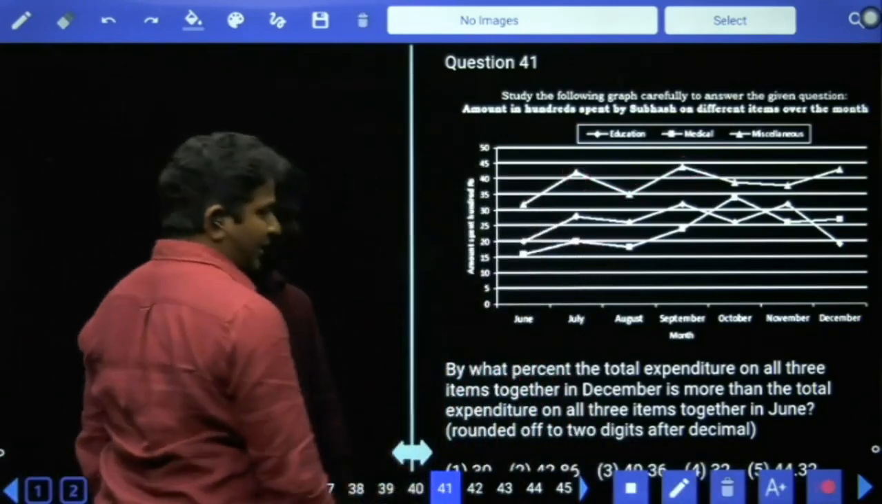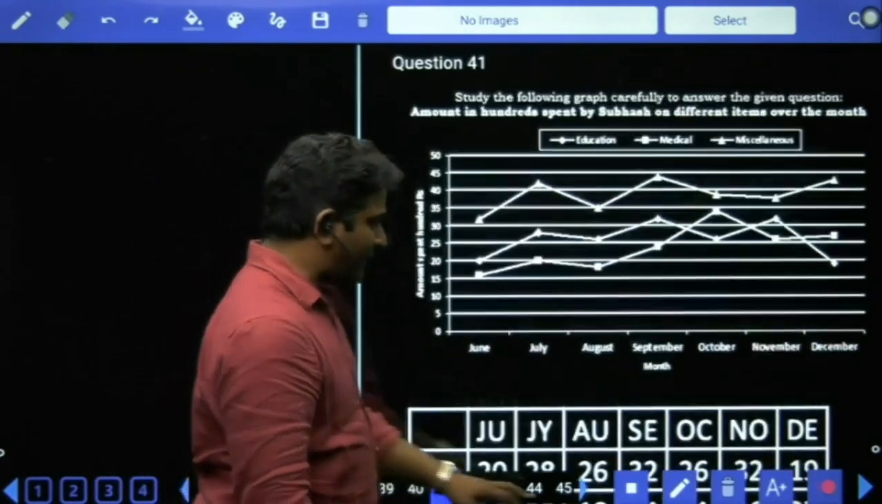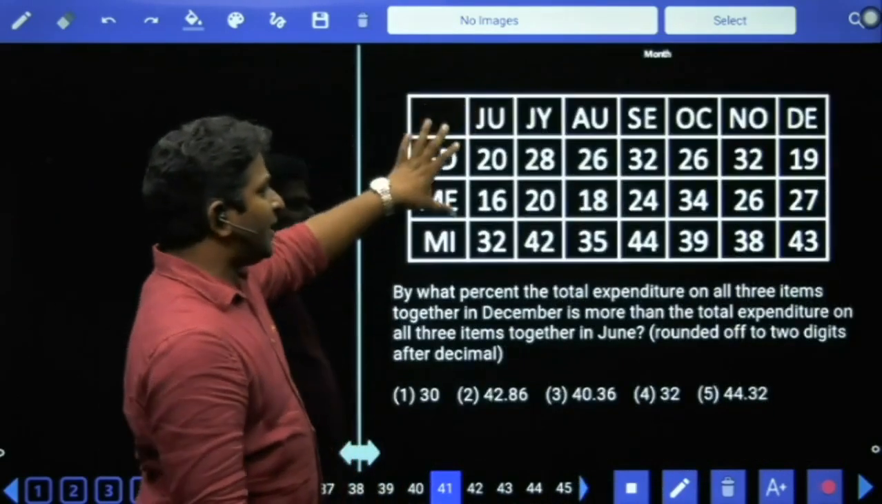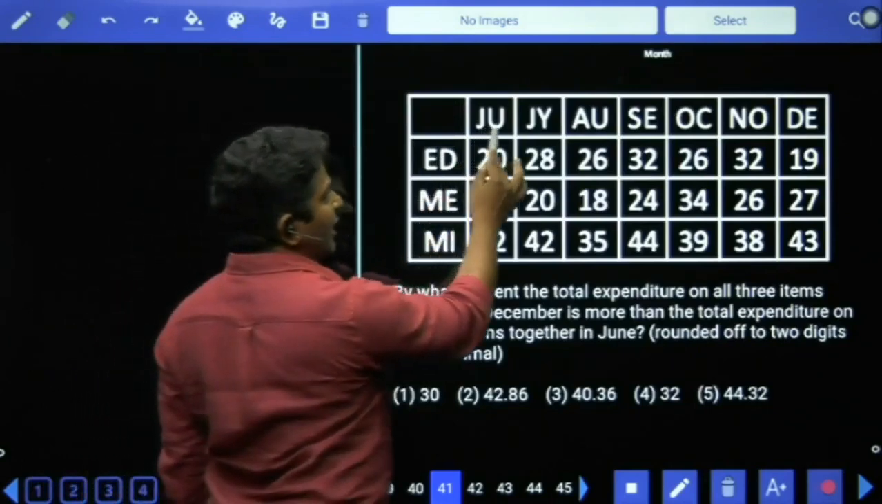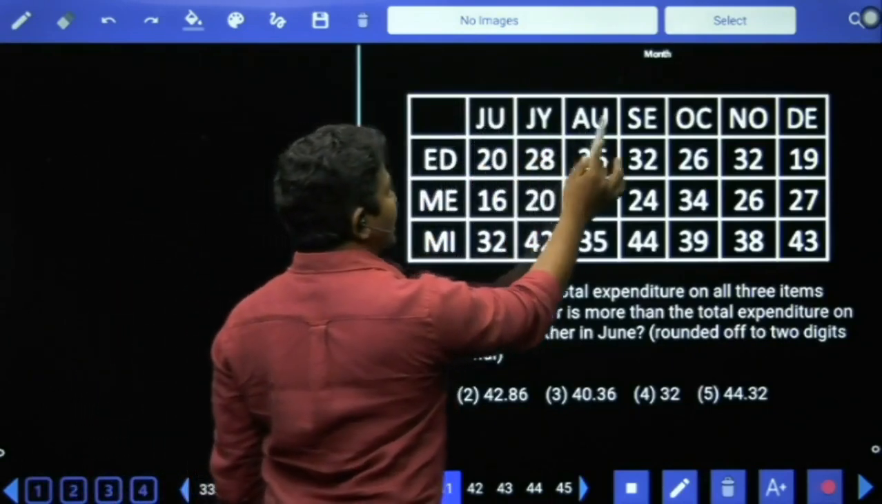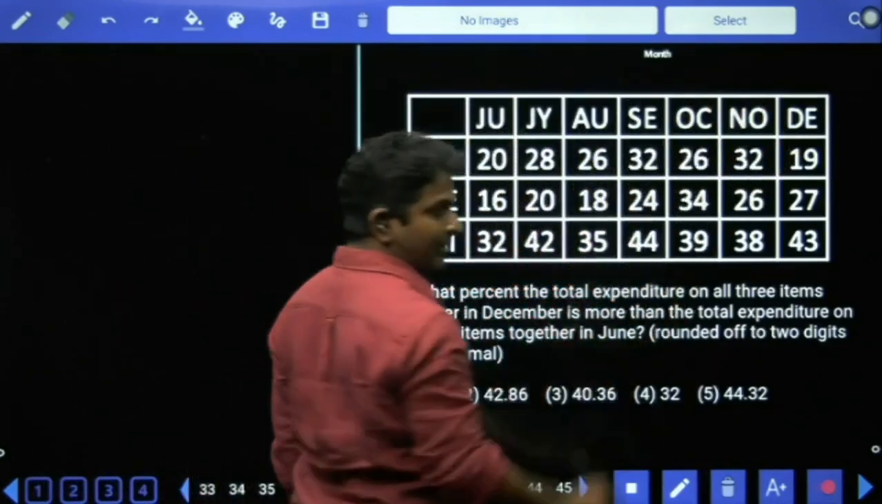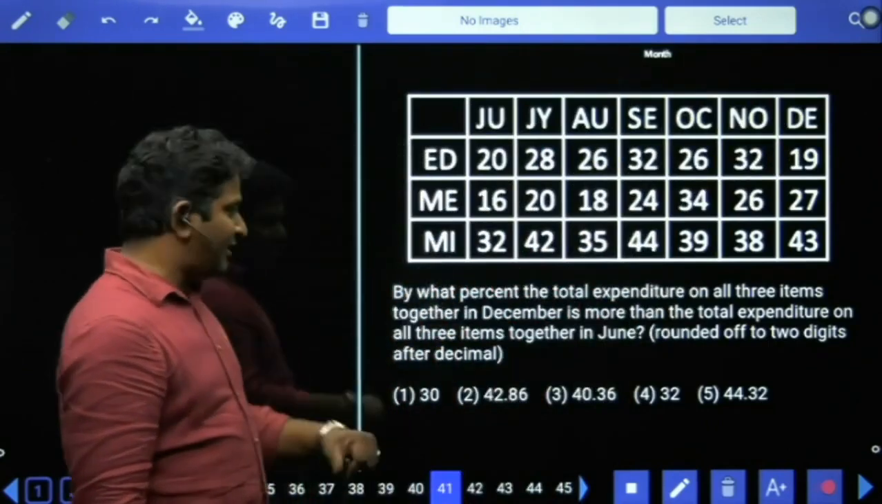So for our comfort purpose, I already made the table available. You should prepare a table like this. Education, medical, miscellaneous, and the months June, July, August, September, October, November, and then December. Prepare the table first and then we'll start.